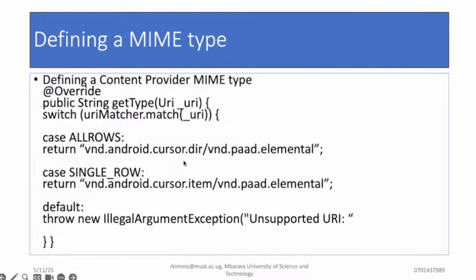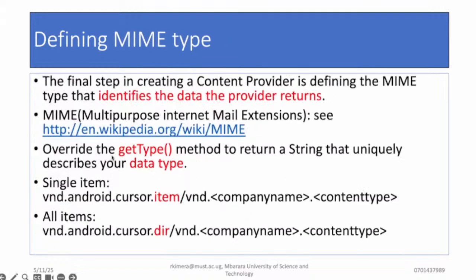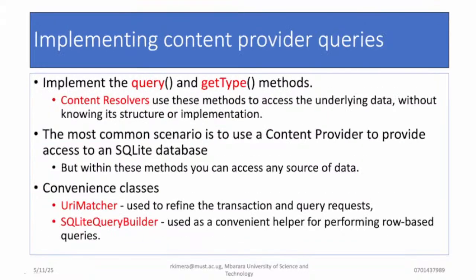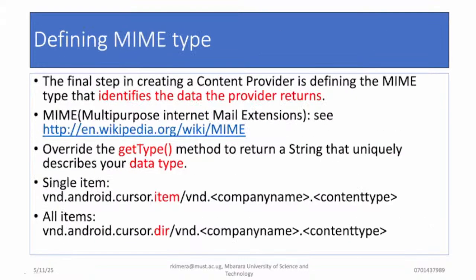I think I have a slide about MIME. You can override the get type to access the type of data that has been passed. We use get type to understand the type of data that has been passed. Even here, it's the same thing, query and get type. So if you query information from a table, then we must know what type of information we have queried.